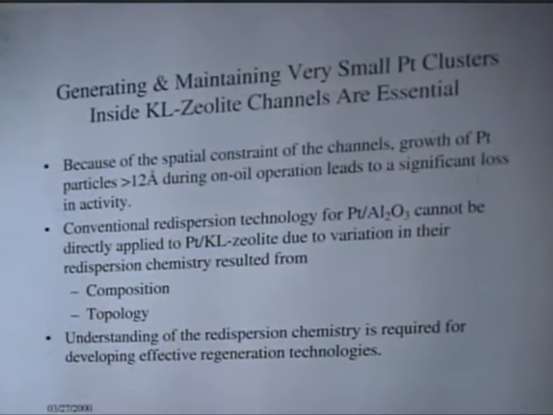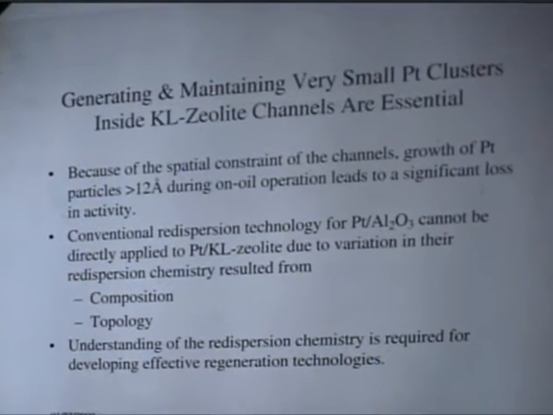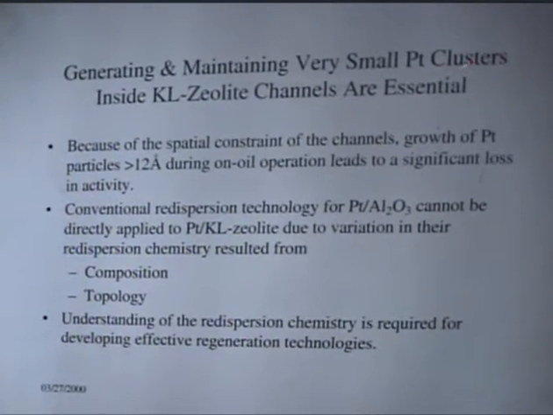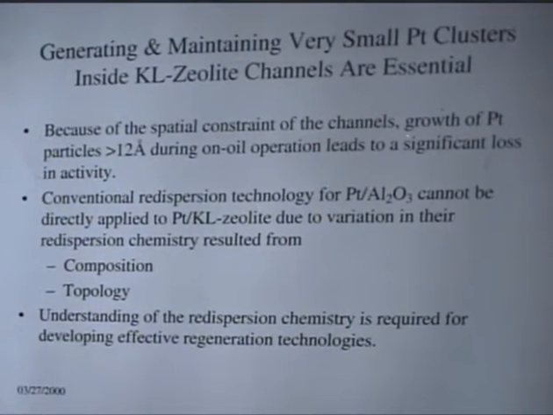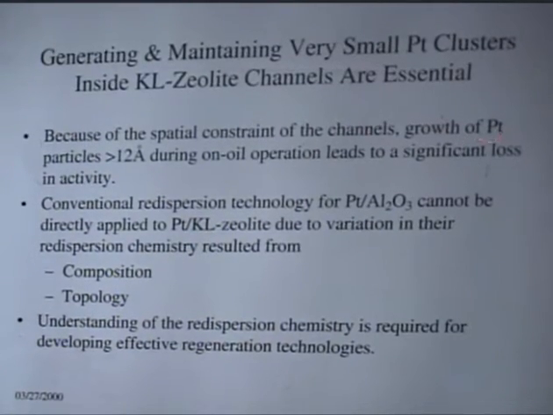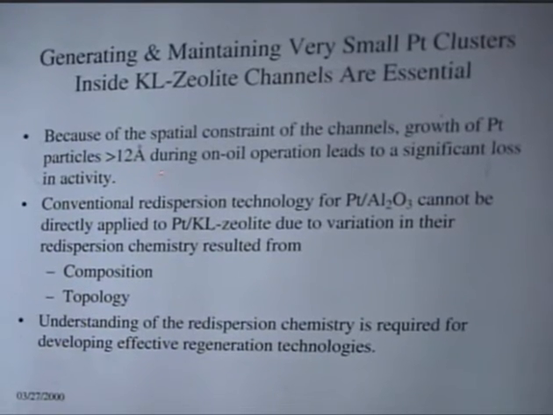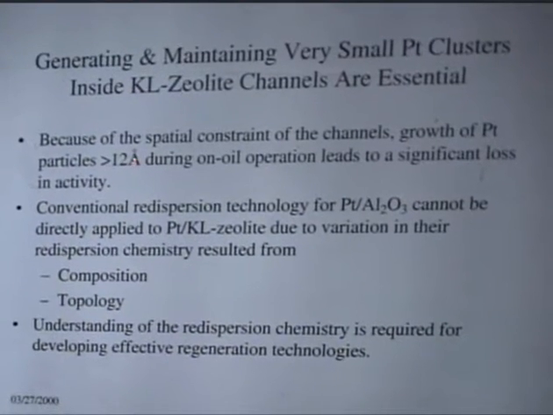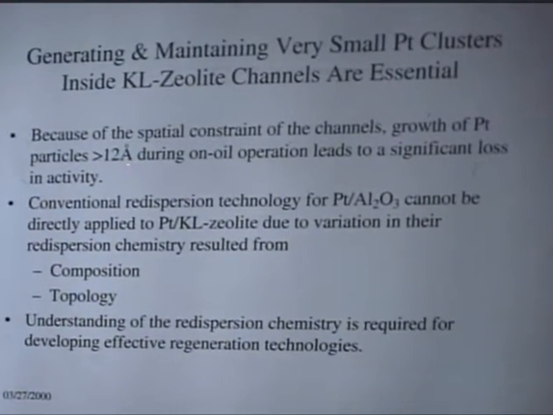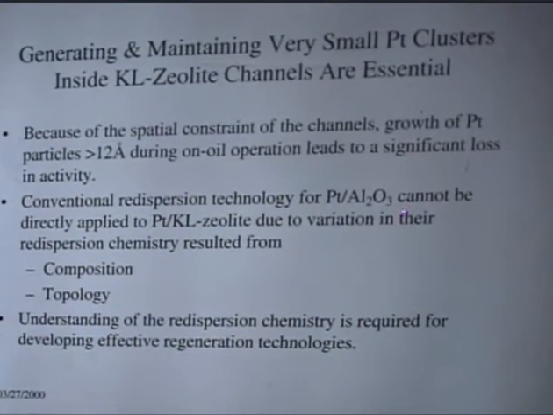The main thing here is, if the agglomerate is that big, then you will lose a lot of activity because it blocks the ceiling channel. So when it goes to 12 angstrom or 11 angstrom, it is comparable to the cage size, then you lose a lot of activity. And for the large-pore zeolite, it doesn't matter that much because it's a big pore.